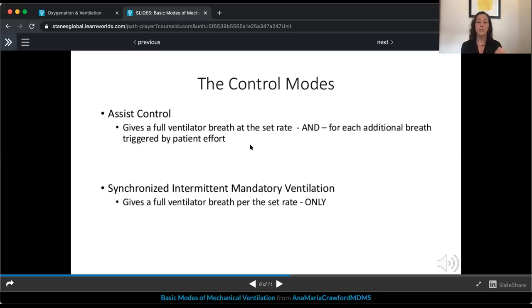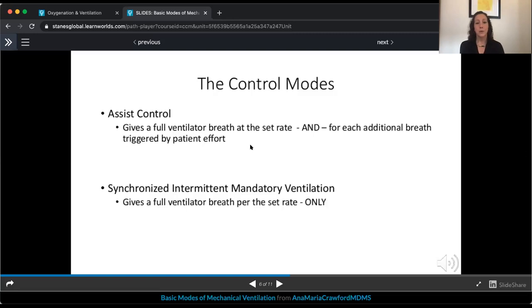So if your patient is breathing 20, but you set the rate at 15, in assist control the ventilator will give those 15 breaths, but also give a full mechanical ventilator breath for the additional breaths that the patient initiates. So if it's set at 15, but the patient's breathing 20, that patient will receive 20 ventilator breaths. The machine can detect when the patient starts to breathe, and it will give an additional mechanical ventilator breath. That's assist control.